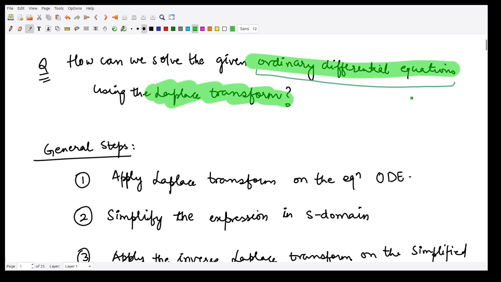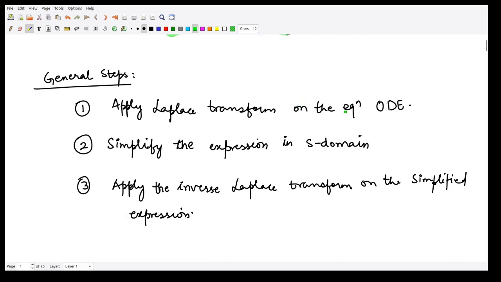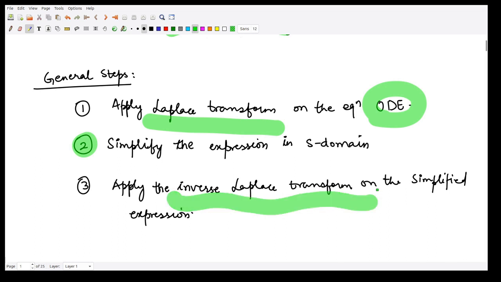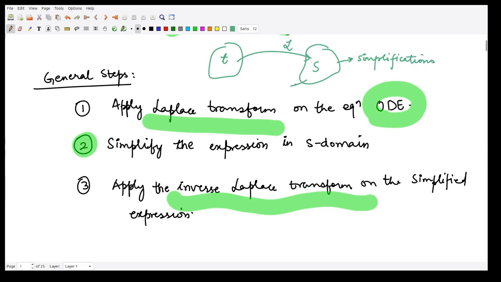So I have listed some general steps in order to solve differential equations. The first step is to take the Laplace transform of the given ordinary differential equation, and then once we apply the Laplace transform on the equation, we simplify that expression in the s domain, and after simplification we again apply the inverse Laplace transform onto that. So basically we are moving from the t domain to the corresponding s domain using this Laplace transform, and then we are performing simplifications here. After performing the simplifications, we are again applying the inverse Laplace onto the function that we obtained after simplification. So that will result in the solution here in the t domain of the given differential equation. Okay, so this is the general terminology.